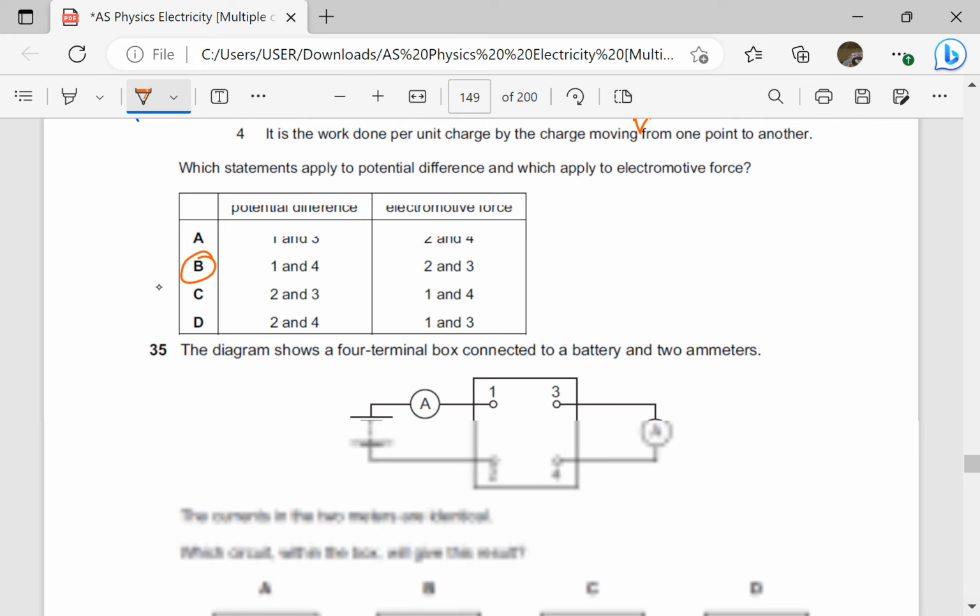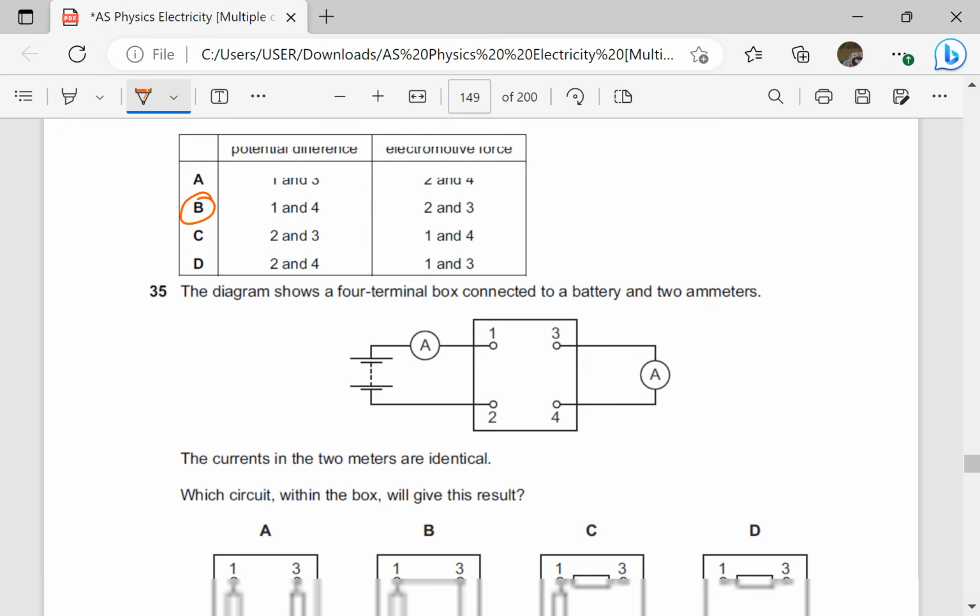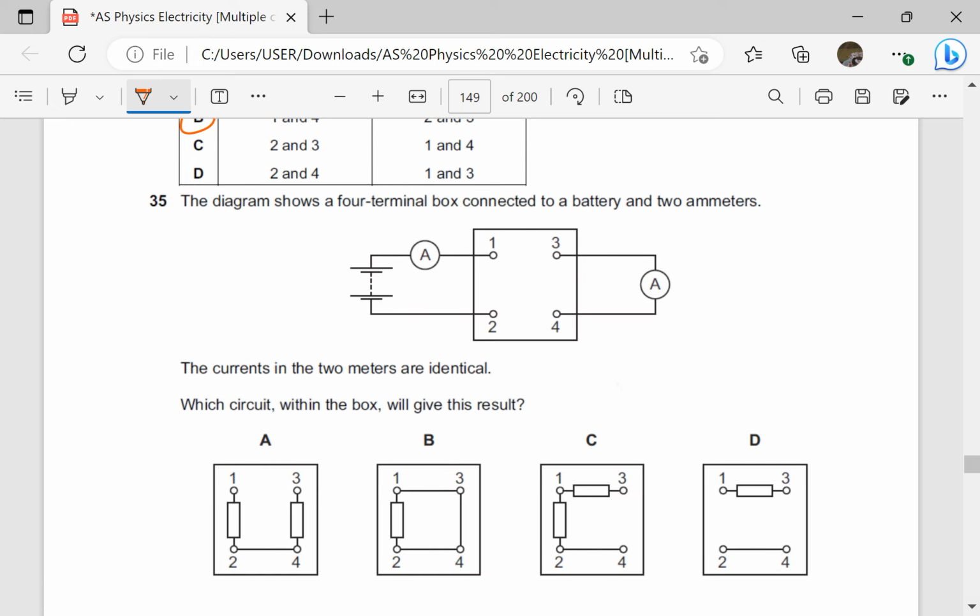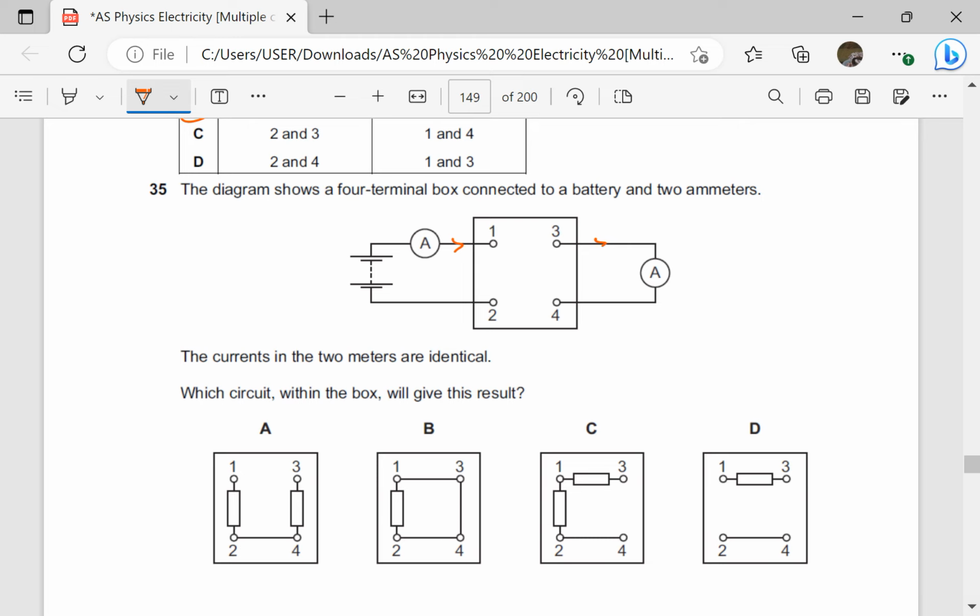The diagram shows a 4-terminal box connected to a battery and 2 ammeters. I think we have done this question earlier on. The currents in the 2 meters are identical. So the current here is the same as the current here. So we are going to choose which circuit within the box will give this. So of course, this one is going to be out. Why? When I put it here, the circuit will remain open. So there will be no current the other side.